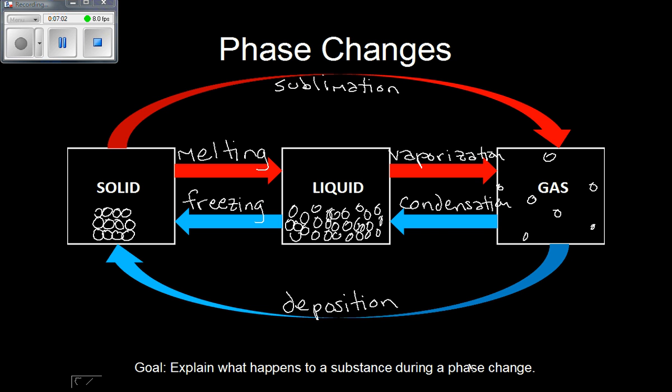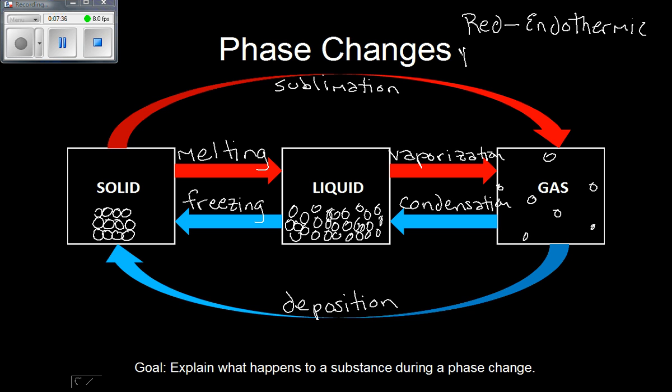You'll also notice on this diagram that some of the lines are red and some are blue. The red lines are phase changes that are endothermic. Endothermic phase changes require you to add heat to make them occur. The prefix endo means enter or into. Therm refers to heat. So this means that heat enters or goes into the substance.